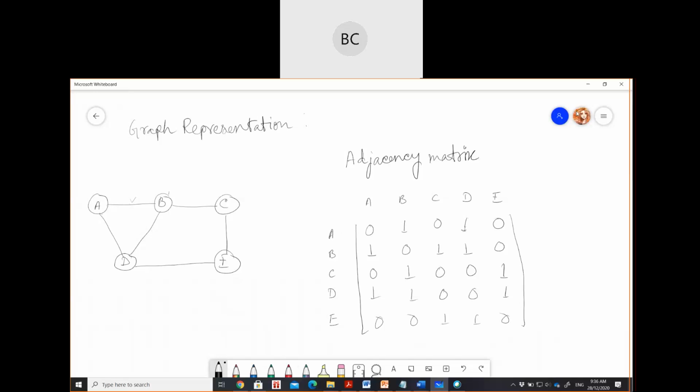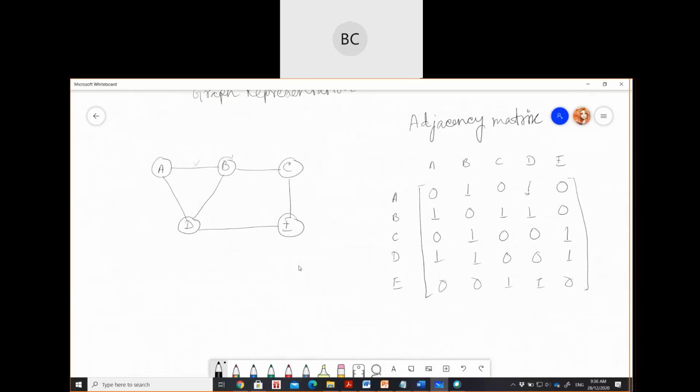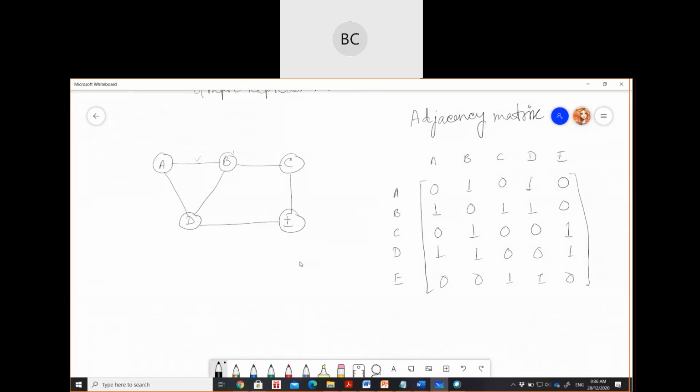Okay, is this clear? Now is it clear to everyone? Dullar said yes.